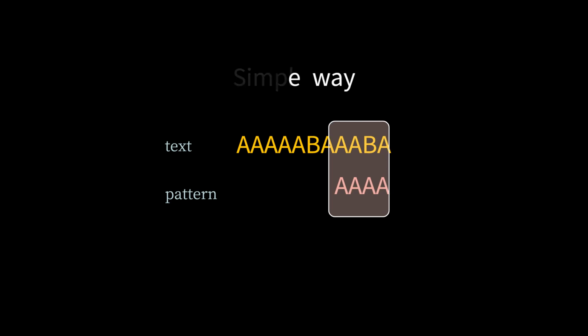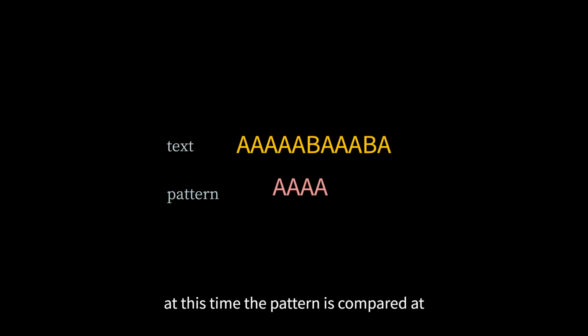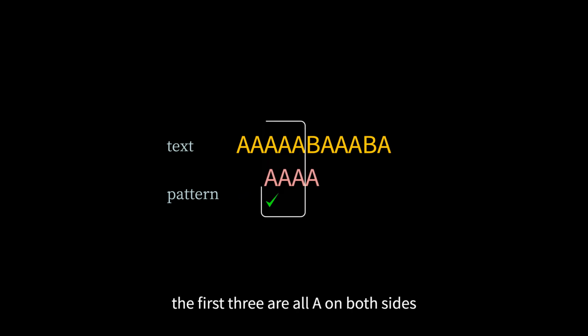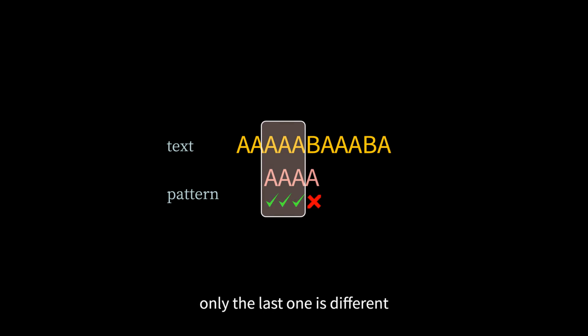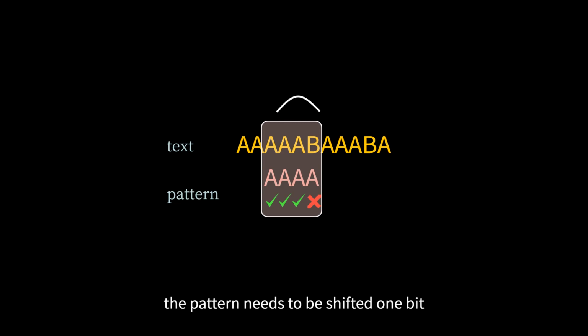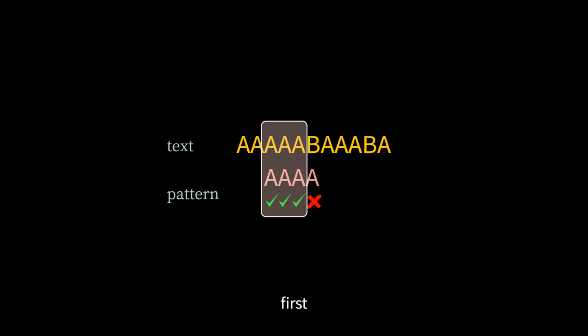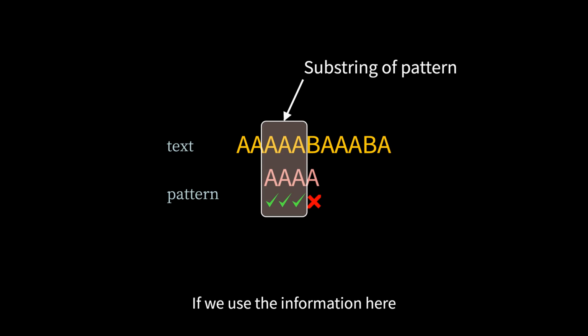So is there a better way? Let's start again. For example, at this time, the pattern is compared at this position. The first three are all A on both sides, only the last one is different. So next, the pattern needs to be shifted one bit to the right. But before that, we only look at the first three that match. That is a substring of the pattern. If we use the information here, we can skip some comparisons.